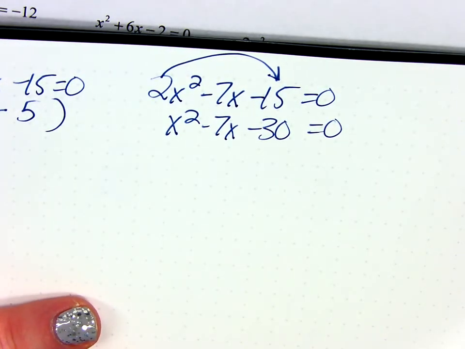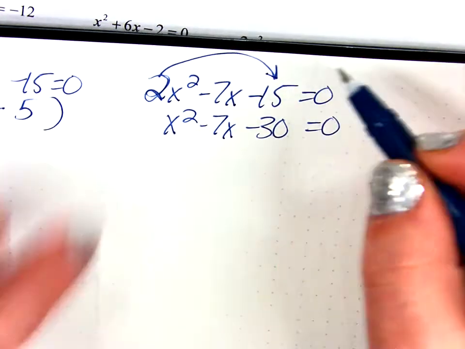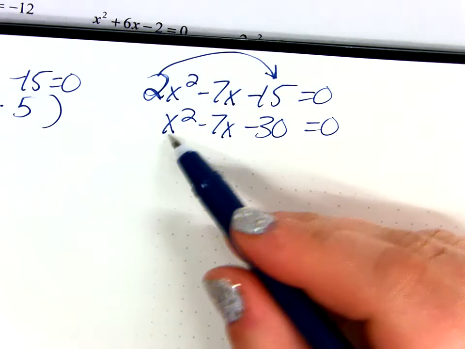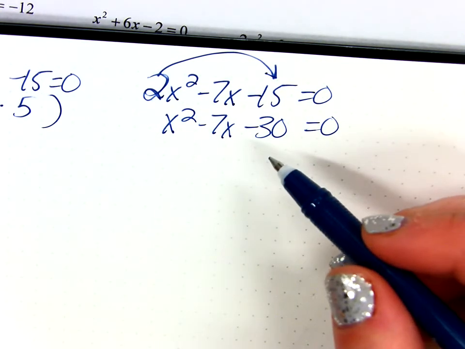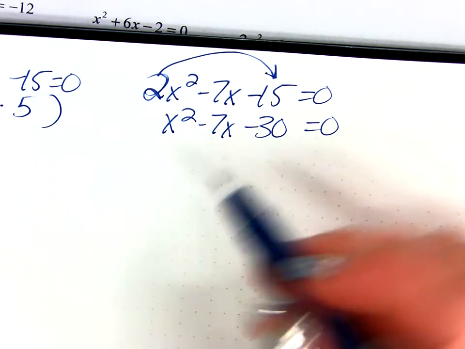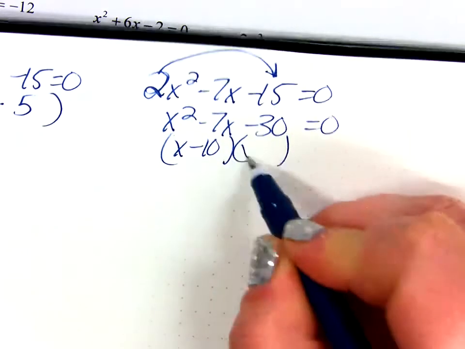Okay? So, now for a minute, I just ignore the 2. I multiplied it over there, so ignore it. And then you're just going to factor this like you normally would. So factors, right now A is 1. I'm almost done. Find factors of C that add to B. So I get x minus 10 and an x plus 3.